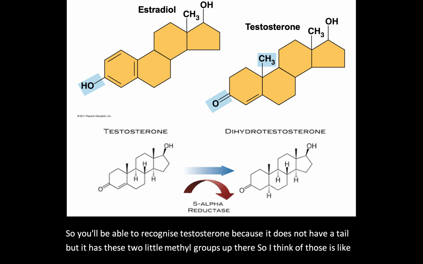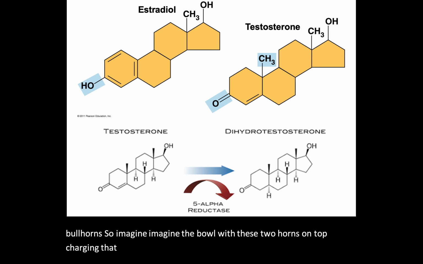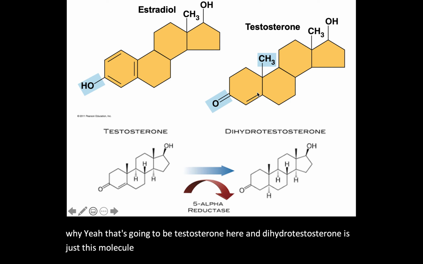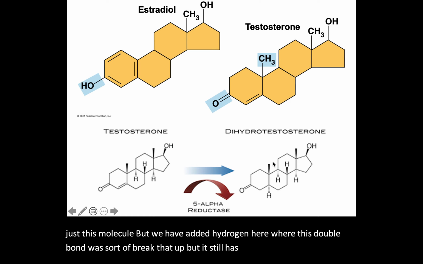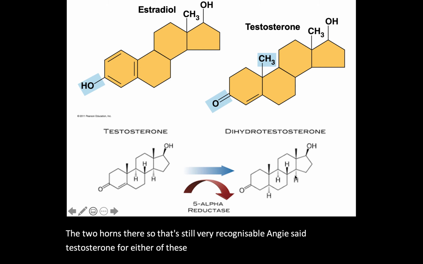So imagine a bull with these two horns on top charging at you, full of testosterone, just rage like mad, and it has no idea why. Yeah, that's going to be your testosterone here. And dihydrotestosterone is just this molecule, but we have added hydrogen here where this double bond was to sort of break that up, but it still has the two prongs, the two horns there. So that's still very recognizable. And if you said testosterone for either of these, I would allow it. I would say that's okay.